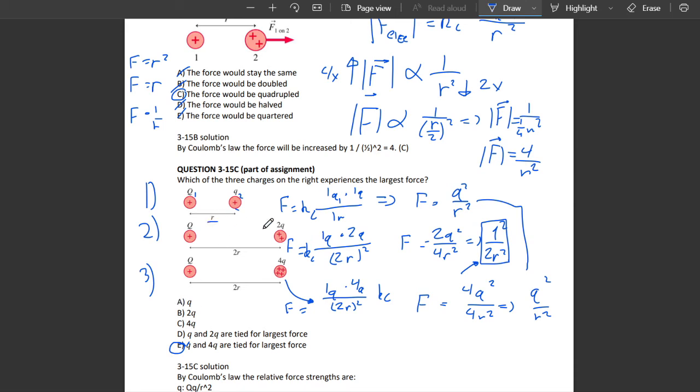B is not true because, as we had discussed, the factor of 2 decreases the force by a factor of 2. And then 3 is technically true, but the best answer is 1 and 3 because they both have the same forces acting on this particle here. So that is why E is the answer.